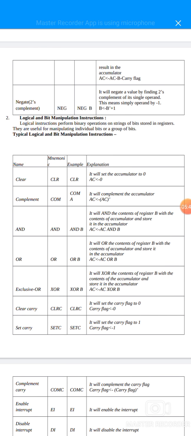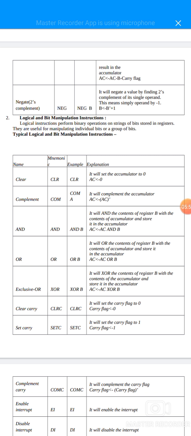I will tell you the names: clear, complement, AND, OR, exclusive OR, clear carry, set carry. The mnemonics are CLR, COM, AND, OR, XOR, CLRC, SETC. The examples are given as well, and I will tell you the explanation of the first three.